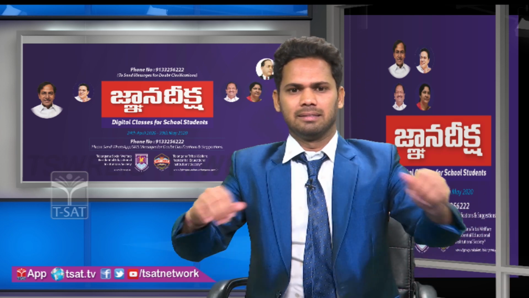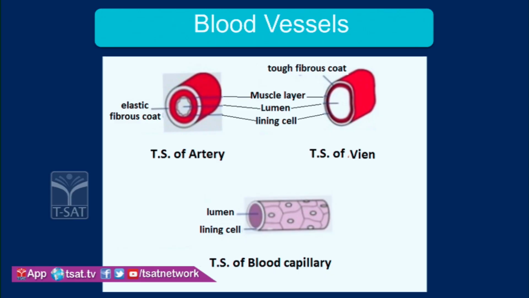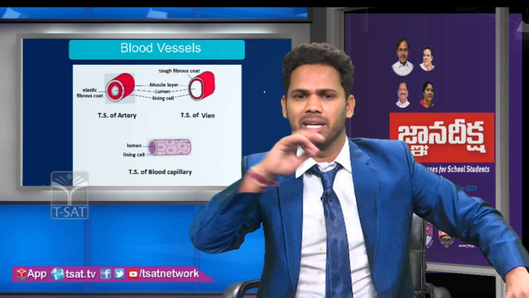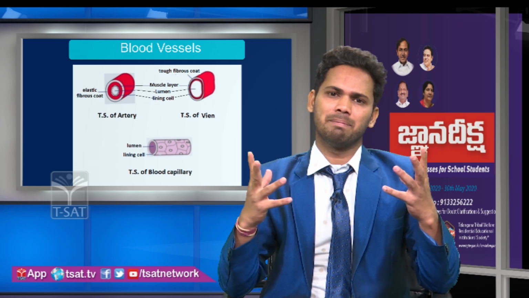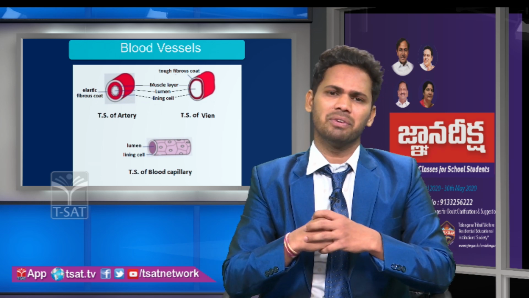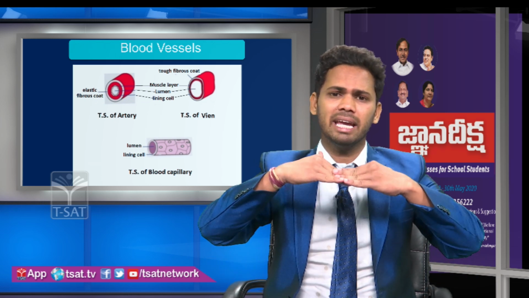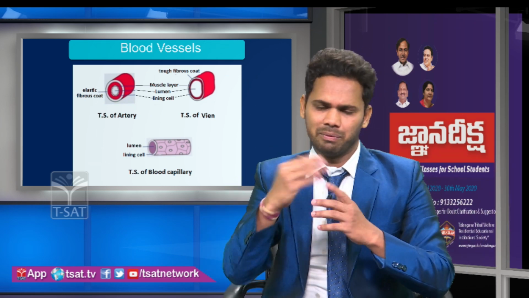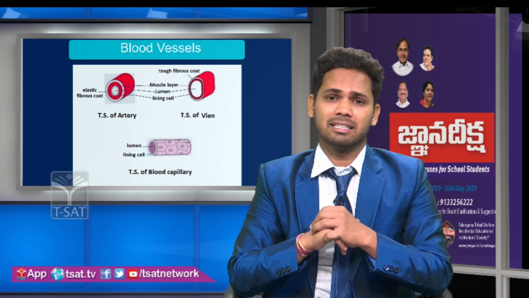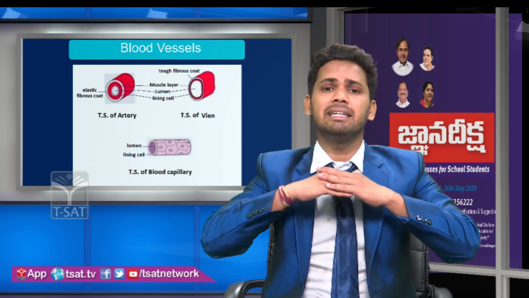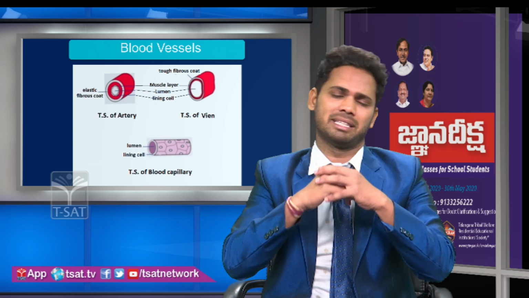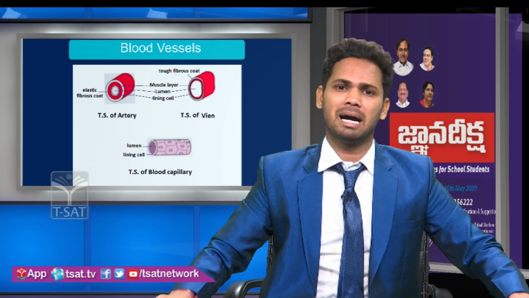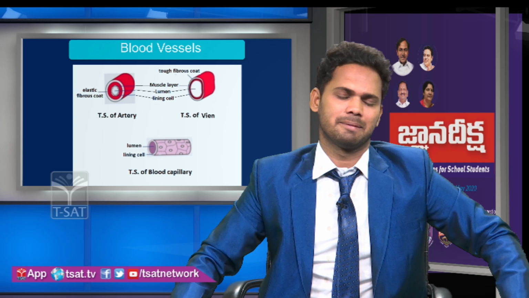Now, blood vessels. Blood vessels are very important in the circulation process. Blood is moving, but how? Most people may get confused. Blood is moving in our body like a flow from one part to another part, from one place to another place. That is absolutely wrong. Blood never flows out from the vessels. Always it passes through vessels.